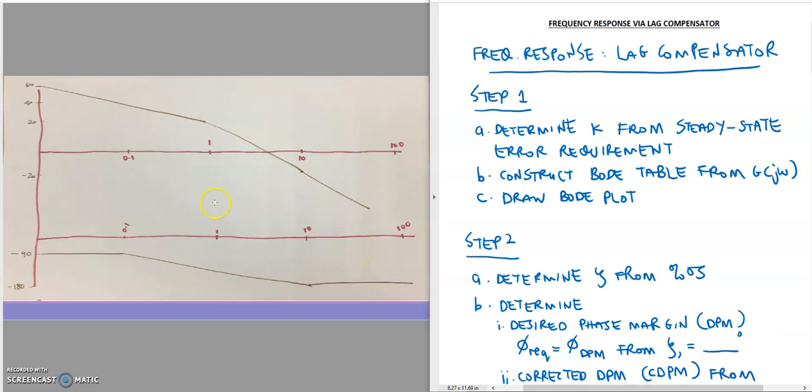For this one, this is just a handwritten sketch. It's not really accurate, but this is good enough for explaining based on the theory and from step 1 until step 8. This is the magnitude plot and this is the phase plot.